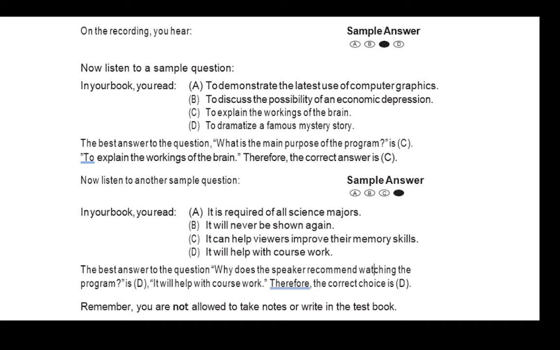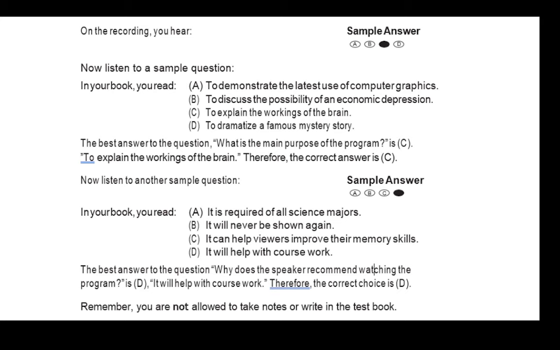Now listen to another sample question. Why does the speaker recommend watching the program? In your test book, you read: A. It is required of all science majors. B. It will never be shown again. C. It can help viewers improve their memory skills. D. It will help with coursework. The best answer to the question, why does the speaker recommend watching the program, is D. It will help with coursework. Therefore, the correct choice is D.